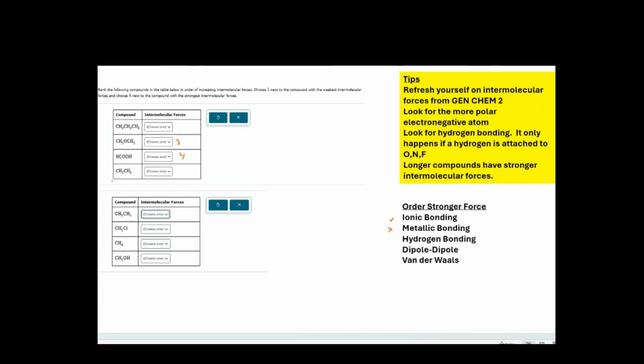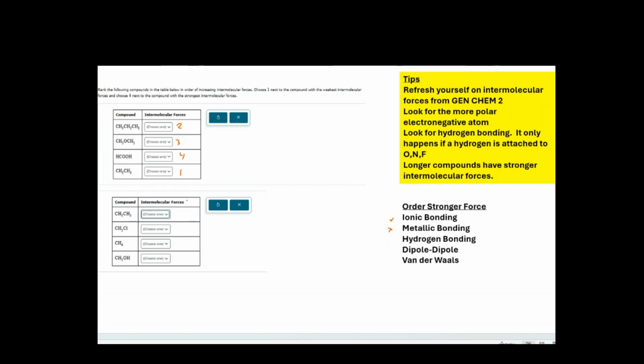And then I want to focus on these two. Both of them are van der Waals, so they're not polar. So the next rule that we follow is that longer compounds have stronger intermolecular forces, because it goes out straighter, stronger, and there's less pulling in. So we'll rank this one as number 2 because this is a longer carbon chain than this one, and then this will be ranked last. So in order, we got 1, 2, 3, 4.